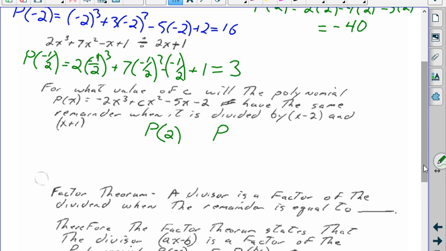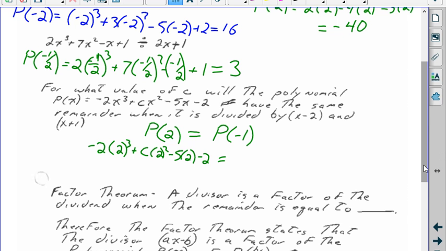P at negative 1 is going to give me the remainder when I divide by x plus 1, whether I do it with synthetic division or long division. Since they have the same remainder, they're equal to each other. So let's go ahead and plug in what we have. We've got 2 cubed plus c times 2 squared minus 5 times 2 minus 2.